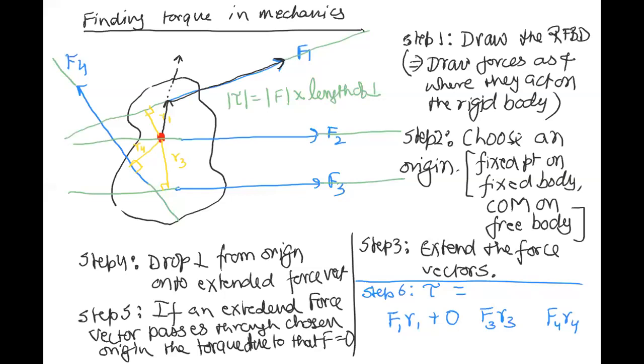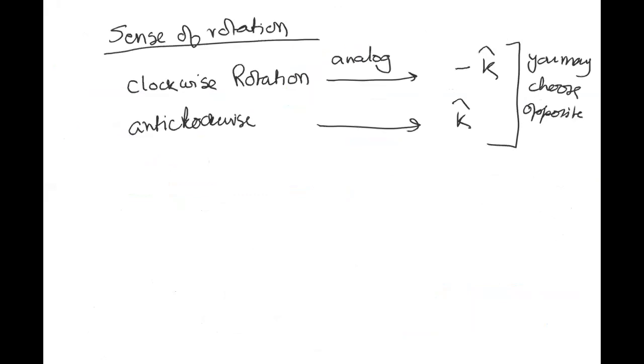So if this is the vector R1, and if I apply the right hand rule to find the direction of torque, then the torque will go into the plane of the book. And if you have not seen this notation before, I will just write it down quickly here. So this means into the plane.